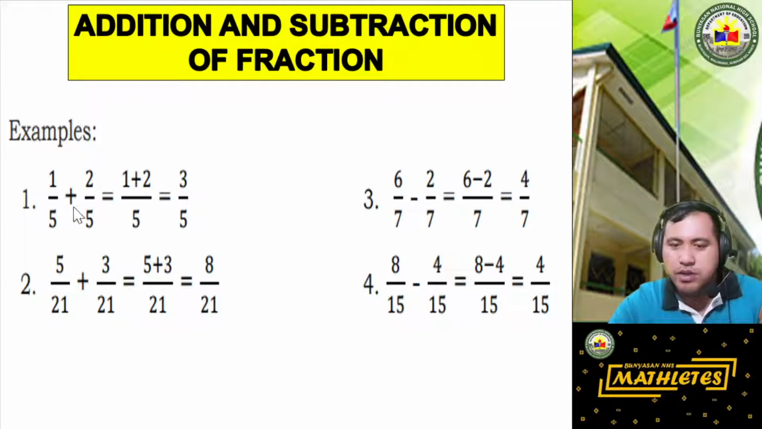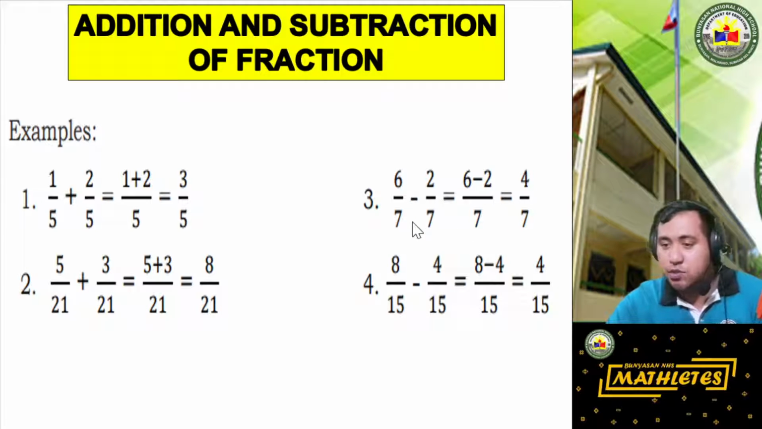Example number 1: 1 over 5 plus 2 over 5. The denominator is 5 for both, so they are similar. We copy the denominator, then add the numerators, 1 plus 2, which is equal to 3 over 5. Example number 2: 5 over 21 plus 3 over 21. They are similar, both 21. So copy the denominator, 21, then add the numerators. 5 plus 3 is equal to 8. So 8 over 21.